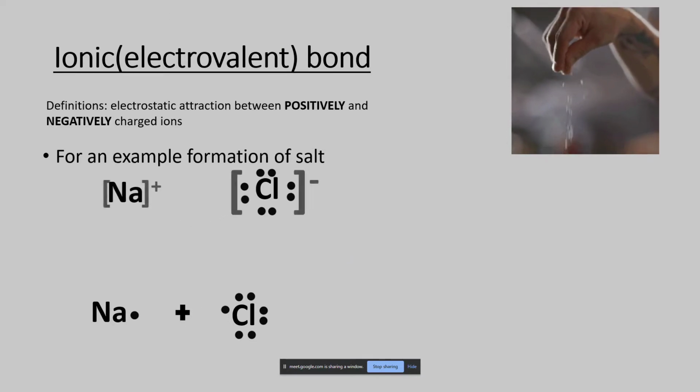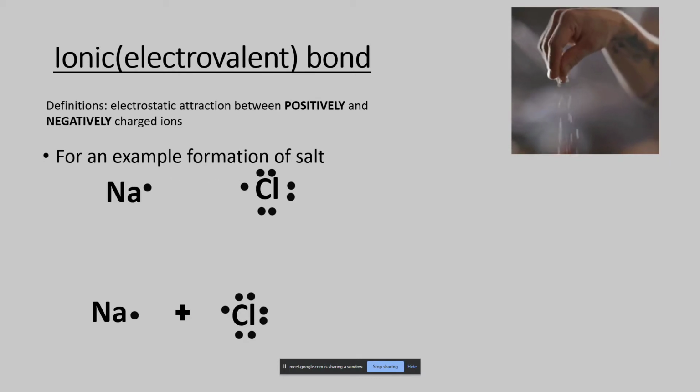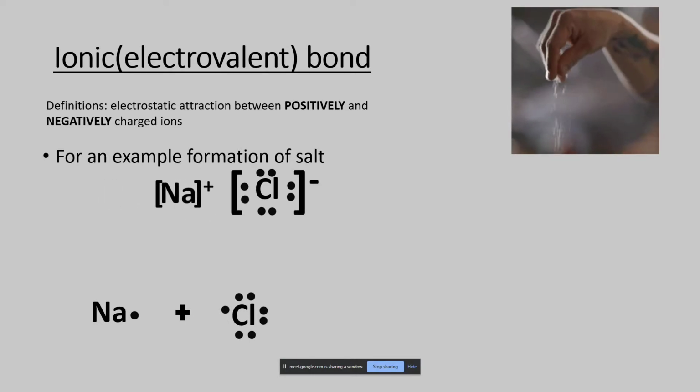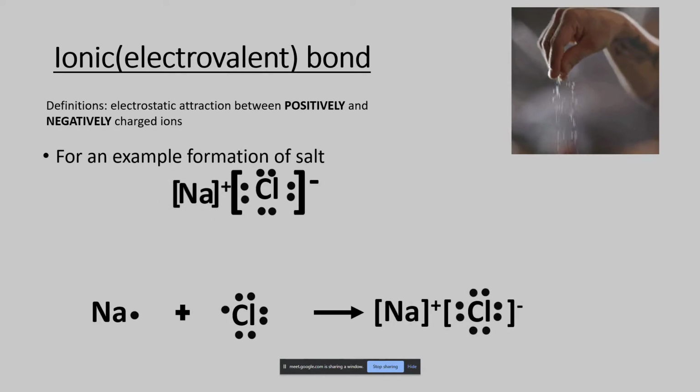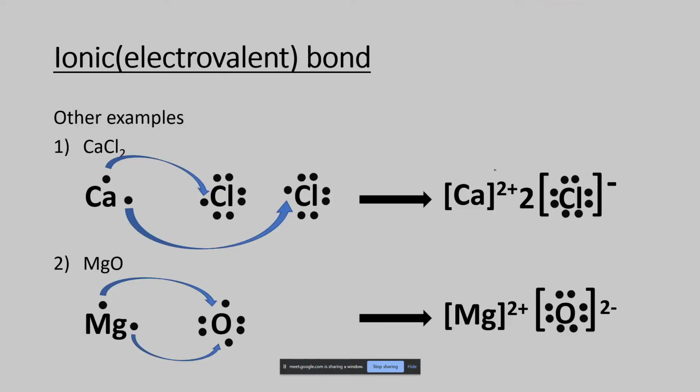Okay, so this is an animation of how it forms. Okay, so the electron from sodium dapatkan chlorine. Bila dia dah bagi, diorang are charged, so diorang are attracted to each other. Plus are attracted to minus. Okay, so this is another example.